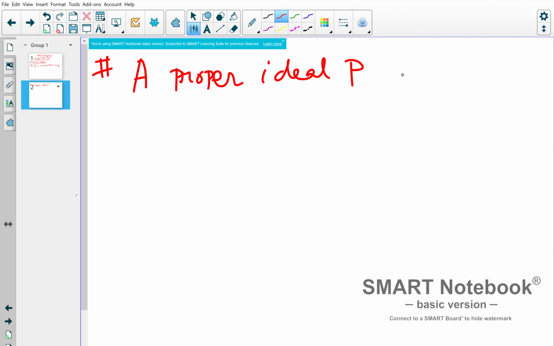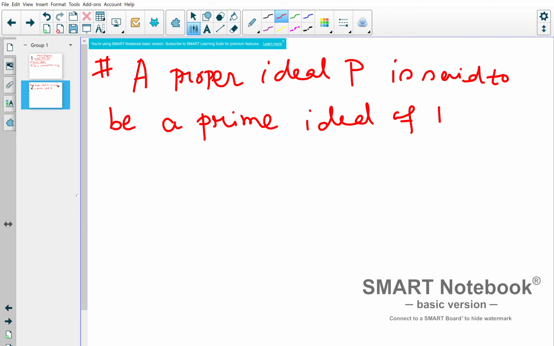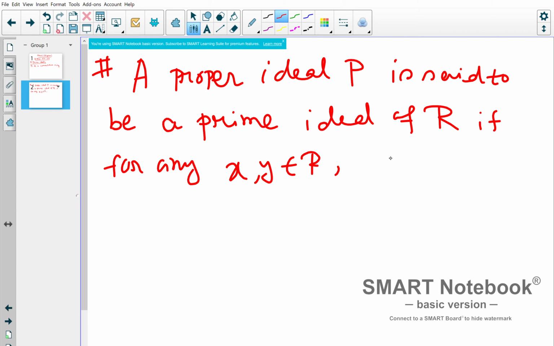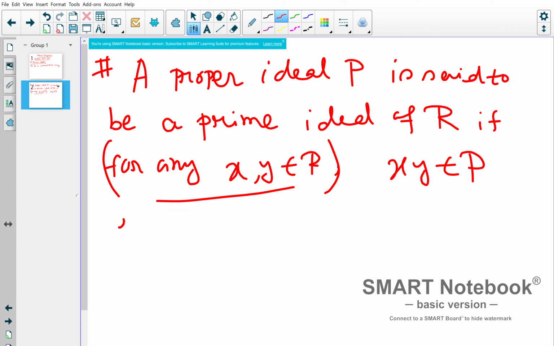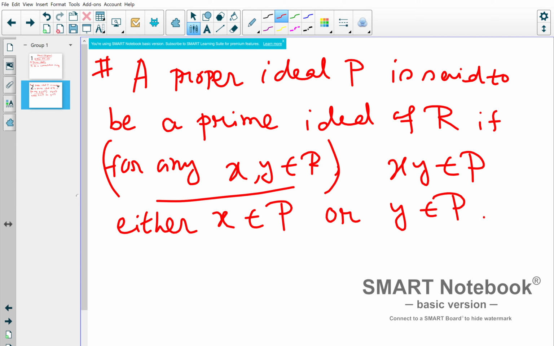P is said to be a prime ideal of R if for any two elements x, y belonging to R, if x times y belongs to P, then either x belongs to P or y belongs to P.